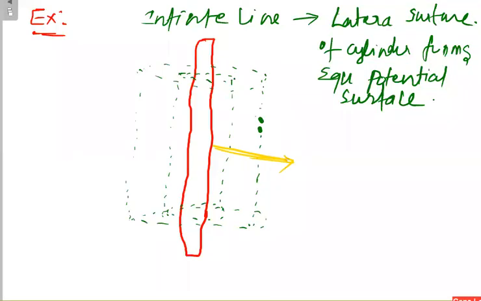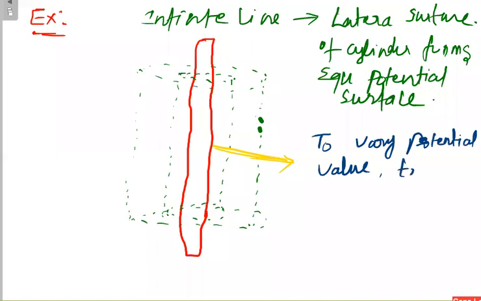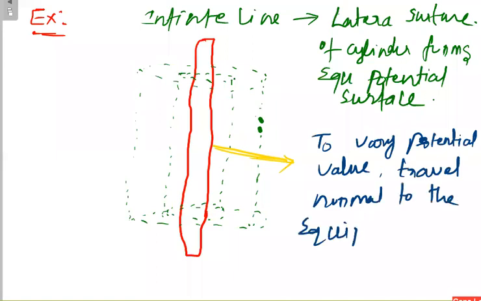To vary the potential value, travel normal to the equipotential surface. Normal means what, sir? Perpendicular to the equipotential surface.